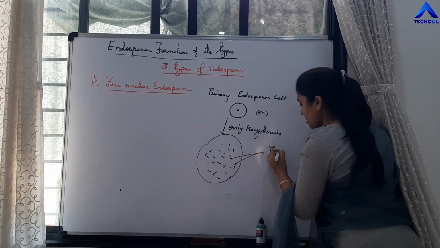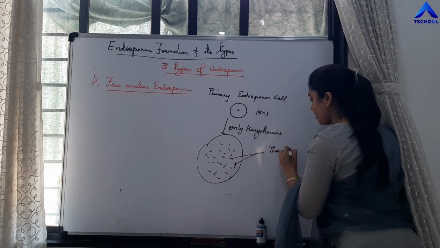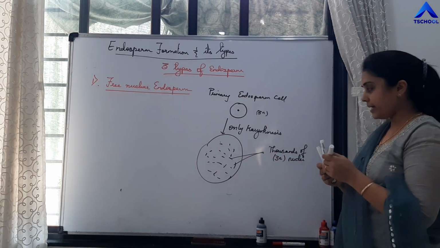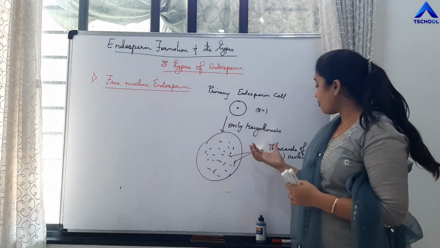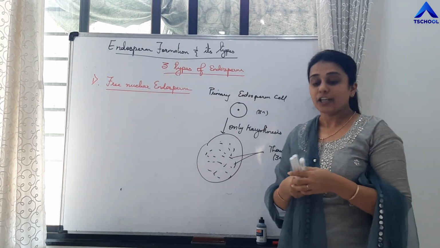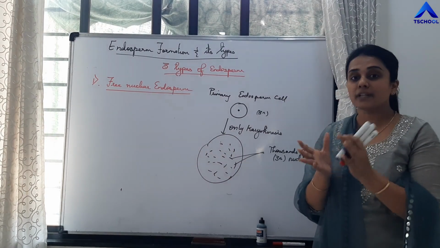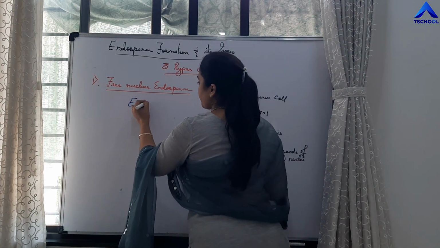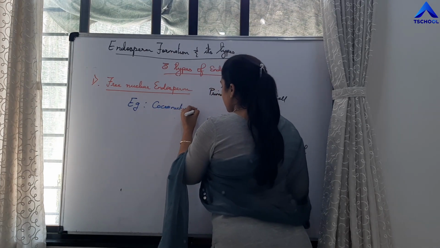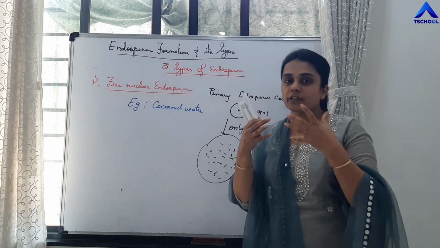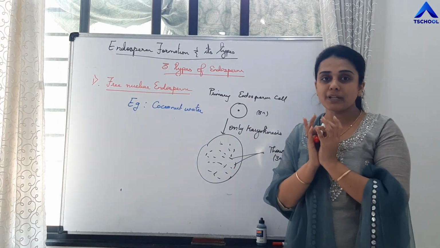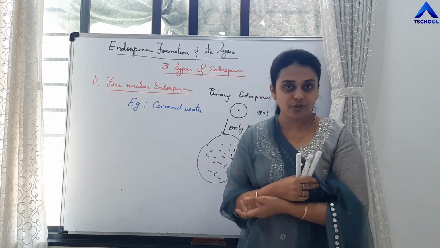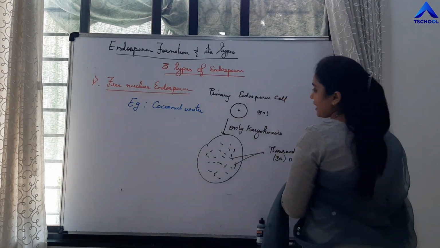So, these are thousands of triploid nuclei. Right? Thousands of nuclei are formed. All these nuclei are triploid nuclei. So, a single cell possesses many nuclei. Such type of endosperm is called free nuclear endosperm. An example of free nuclear endosperm is coconut water. The coconut water consists of thousands of nuclei. Those are endospermic nuclei, all are triploid nuclei, and it is a nutritive tissue. That is why it is said that coconut water is rich in nutrition. So that is free nuclear endosperm.